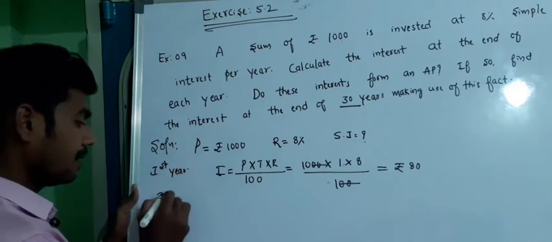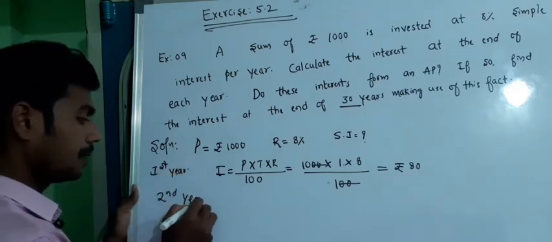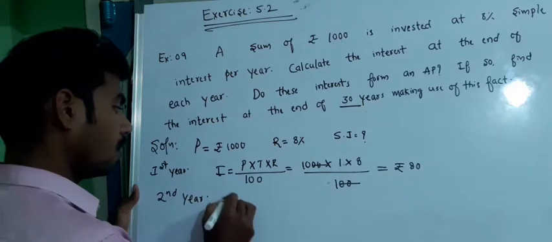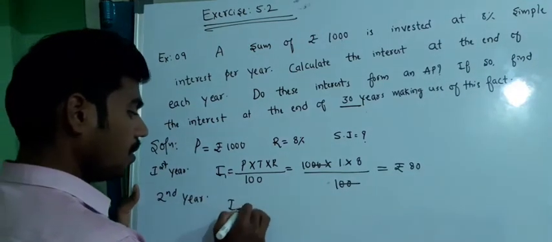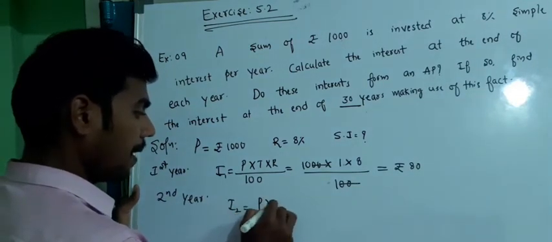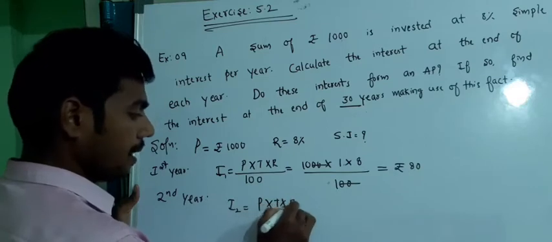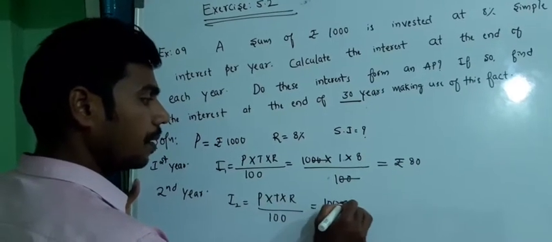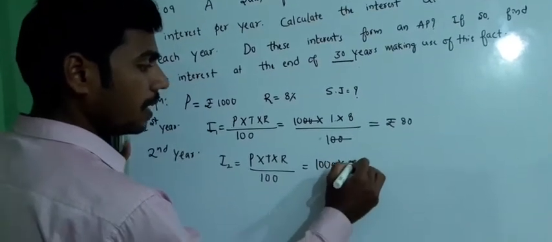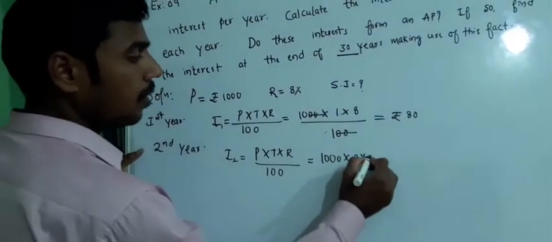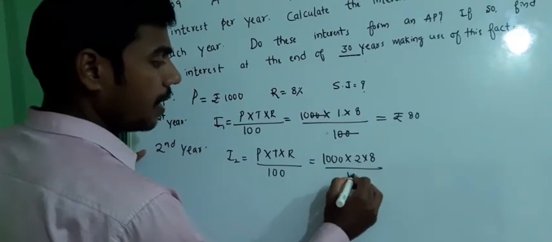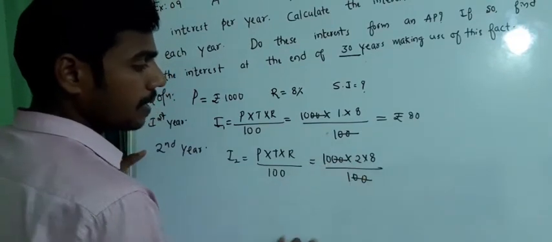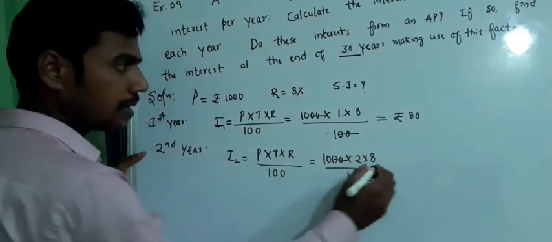Next, second year. So I2 is equal to P into T into R divided by 100. What is P here? 1000. What is T here? 2 years. At the end of 2 years, I want 1000 into 2 into 8 divided by 100. The 100 will get cancelled. 2 8s are 16, into 10, 160 rupees.